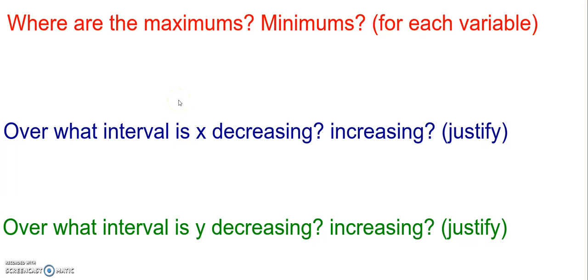Next one. Again, I want you to try this on your own. Where are the maximums and minimums for each variable? Over what interval is x decreasing? And over what interval is x increasing? And I want you to justify that. What does justify mean? Derivative speak, our favorite. And over what interval is y decreasing and increasing? And again, justify that. So we're still using the same set of parametric equations from the last problem. Pause the video, find all of this, unpause when you're ready to check.